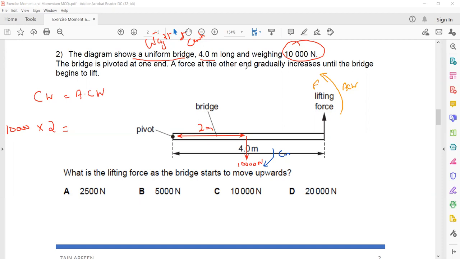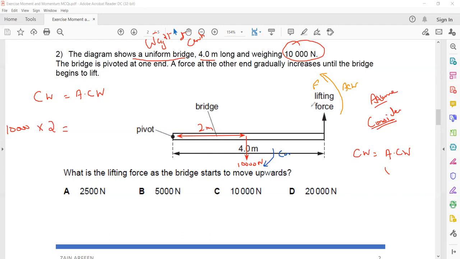If in the question they did not mention that the moments are not equal, whenever you're solving these questions, if nothing is mentioned, you have to assume that the clockwise moment is equal to the anti-clockwise moment. So that is your assumption if in the question nothing is mentioned.